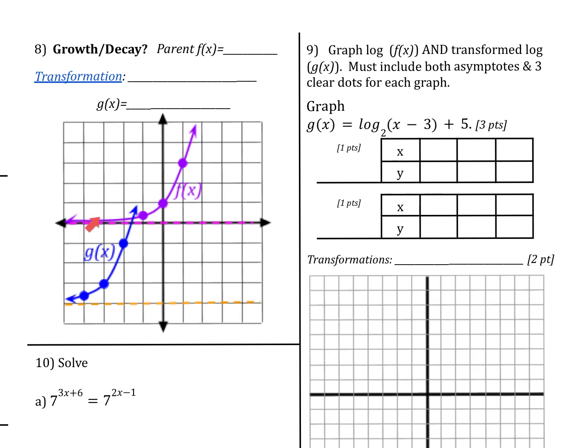And it's rising from left to right, so this is going to be a growth graph. Parent function is always going to be 1, b. Now we have to figure out what is the y value or b value. So you can see that this point is 1, 3. It means that my parent function is 3 to the power x.